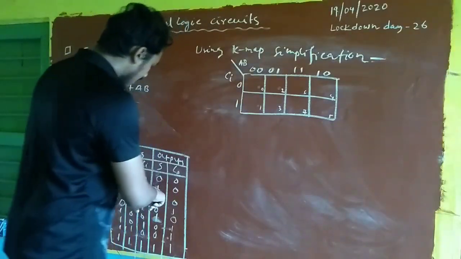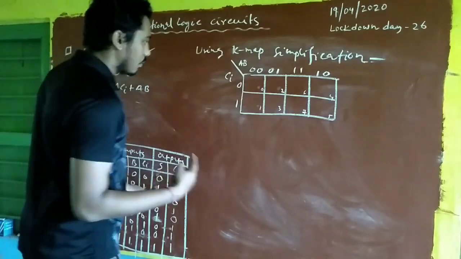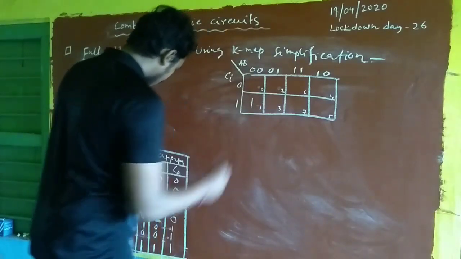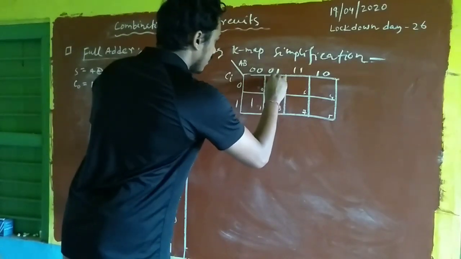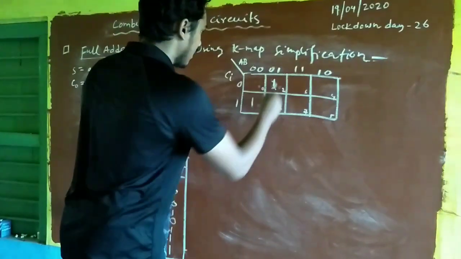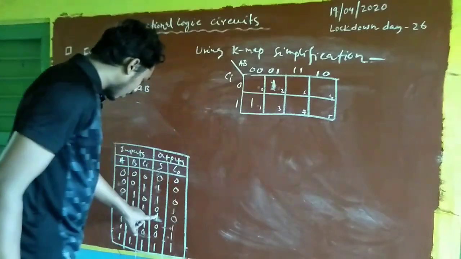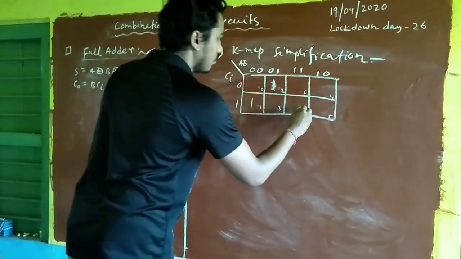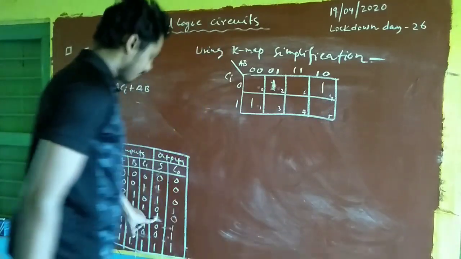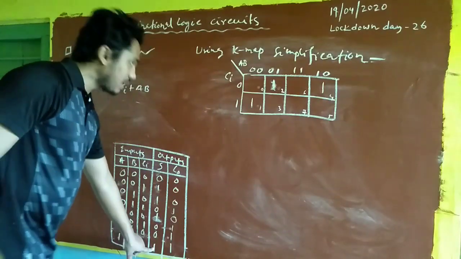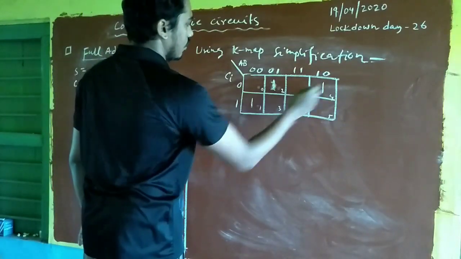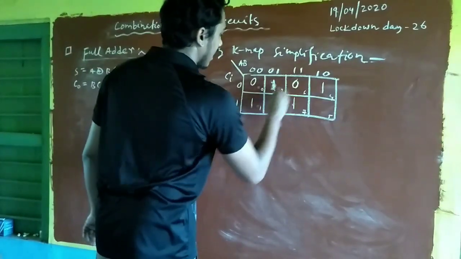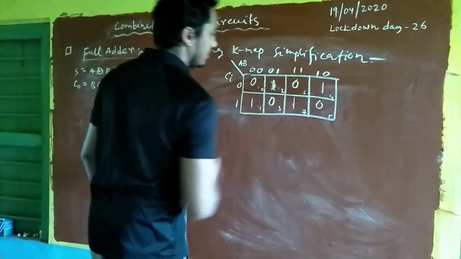So this one is for decimal equivalent 1, so it is 1. And this one is for decimal equivalent 2, so I am writing 1 here. Now for cell number 4, and this one is cell number 7, so 1 2 3 4 ones, and the remaining cells I am putting 0.